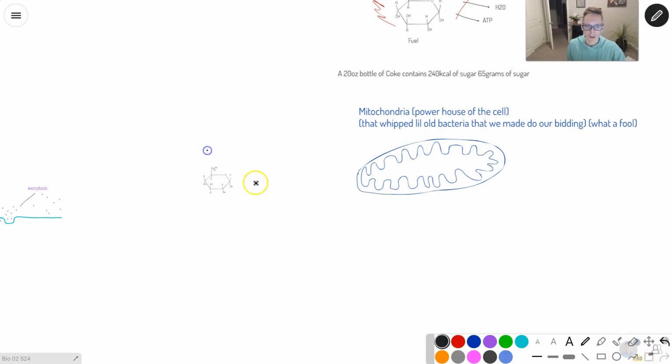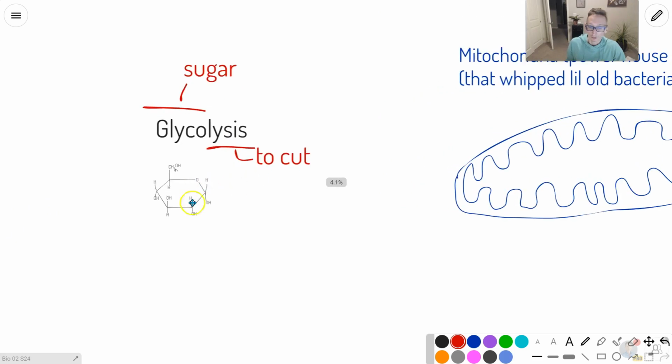Glycolysis. This means sugar, and this means to cut. So we take this and we start cutting it up. We cut this boy up into little 3-carbon sugars. Instead of it being 6 carbons, it's now 2 3-carbon sugars. Cut it down to 3-carbon sugars. That's what we do there.